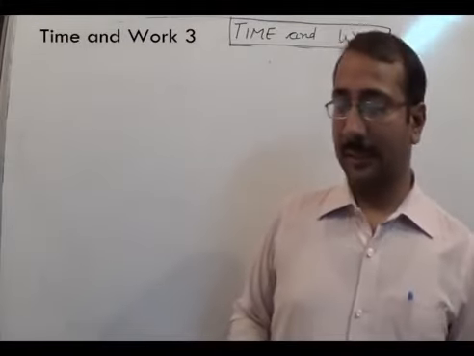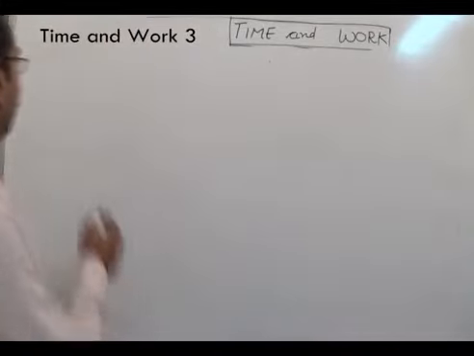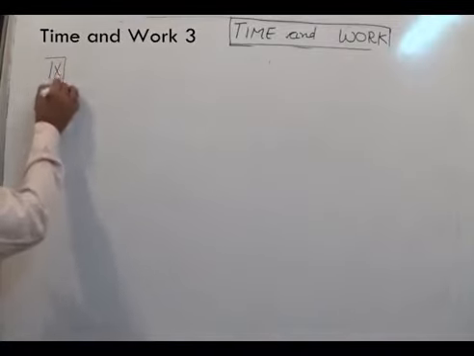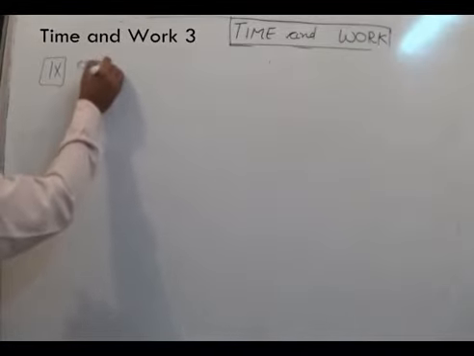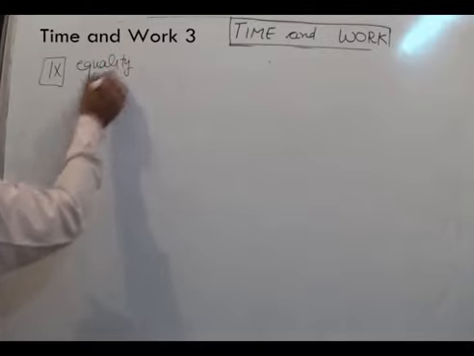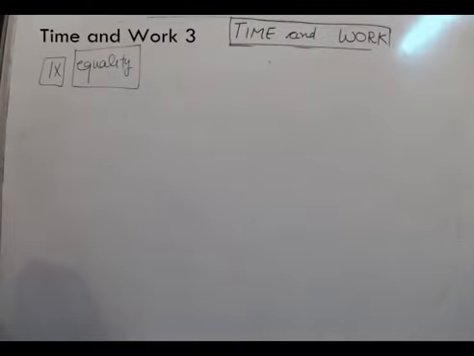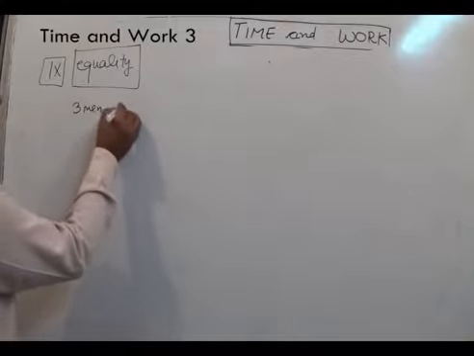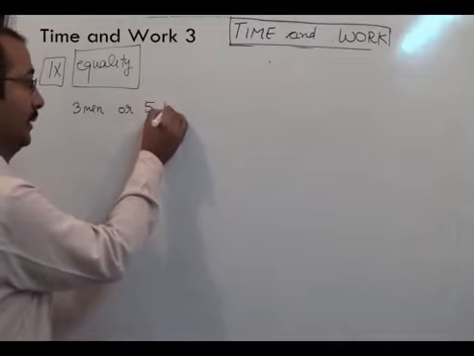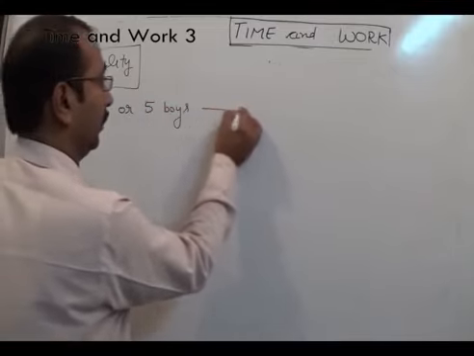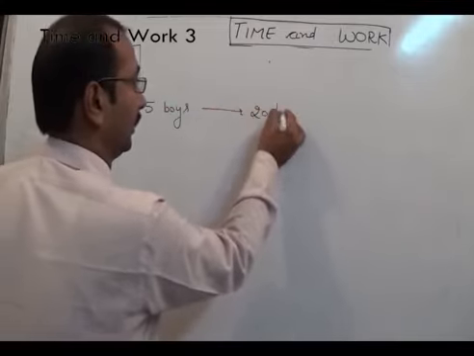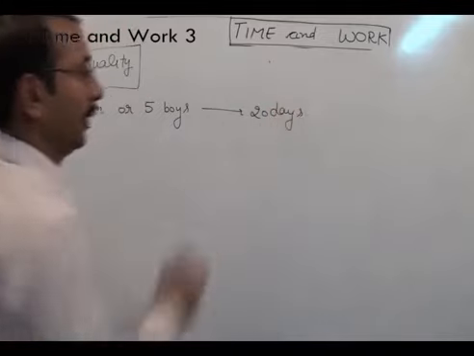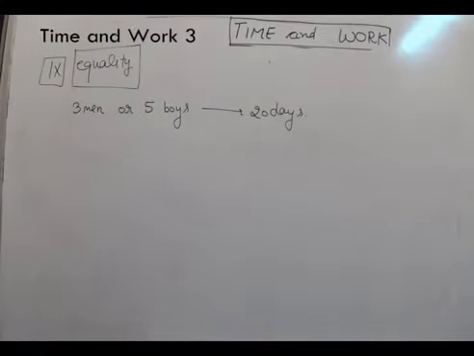The next type is type number 9, that deals with the concept of equality. For example, it is given that 3 men or 5 boys can do a work in 20 days. There are 3 men or 5 boys. If they do, they can do a work in 20 days.